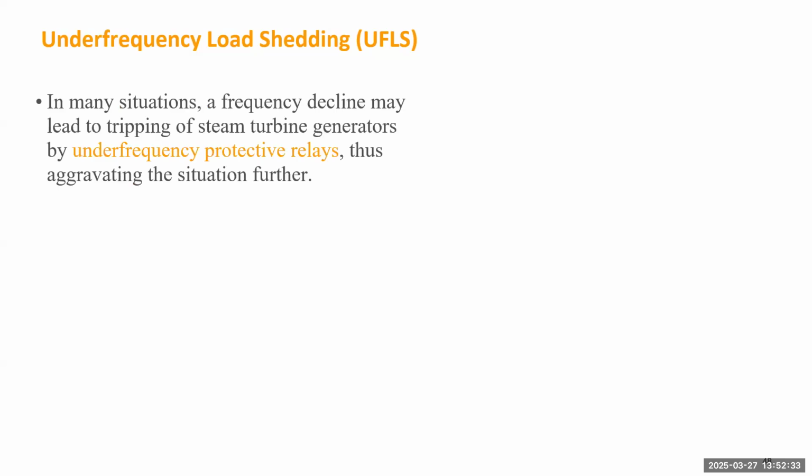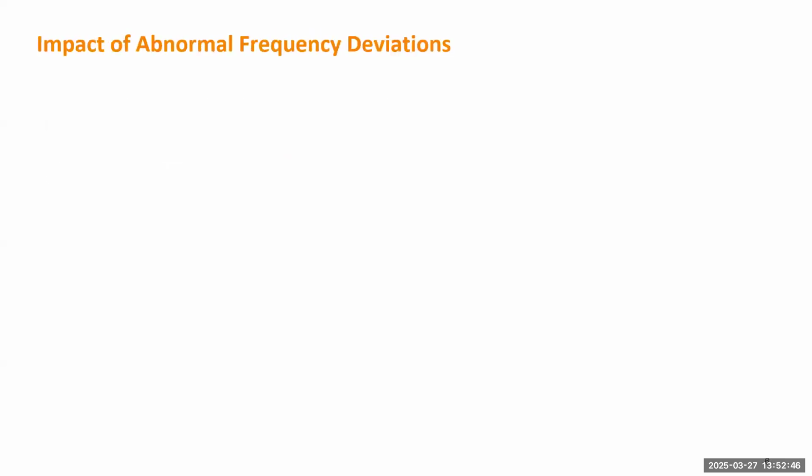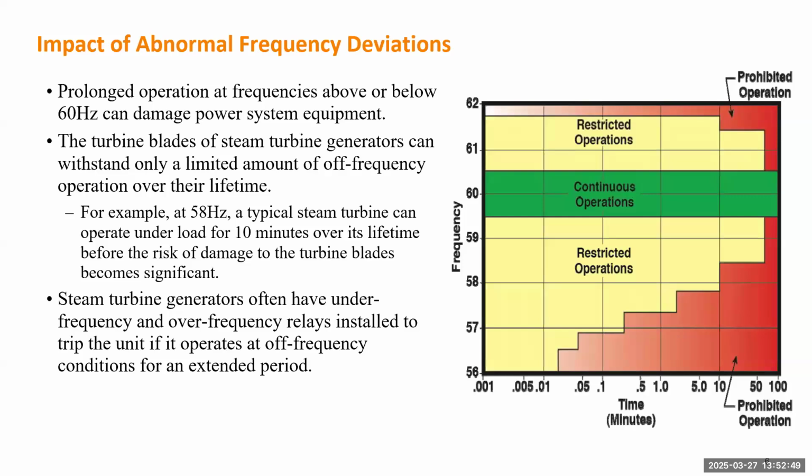So we have to introduce another way to regulate or control frequency, which is under frequency load shedding. In many situations, a frequency decline may lead to tripping of steam turbine generators by under frequency protective relays. Remember at the beginning we showed a chart indicating the integrated time for each unit to operate in abnormal frequency conditions. Each unit has some protection depending on the real-time frequency and the durations, which can trip the unit. That is good to protect the unit, but definitely bad for the system because that can make the situation even worse.